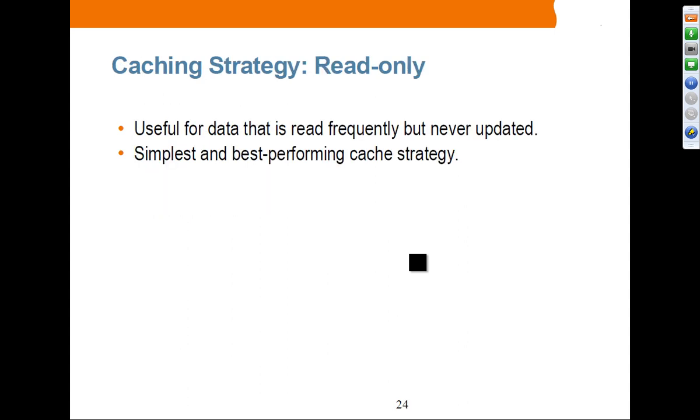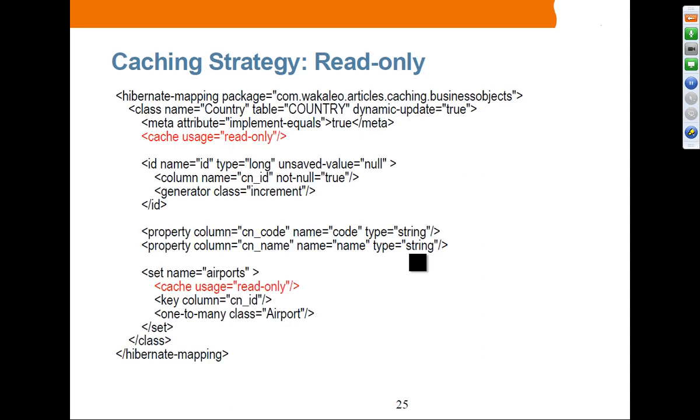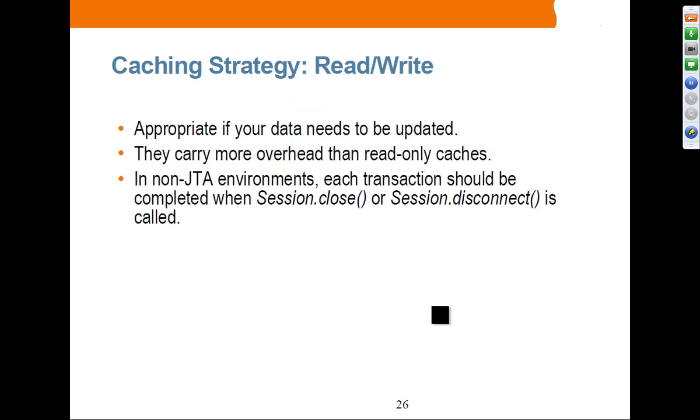Read-only is useful for data that is read frequently but never updated, and it is the simplest and best performing cache strategy. So if your application is pretty much read-only, then this is probably the one that you want to use as a strategy. This is how you specify the caching strategy in the XML file, with a cache element like this, and of course you can also specify it in the source code using an annotation.